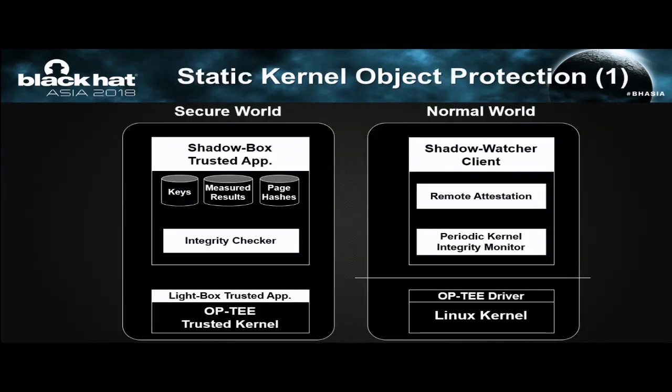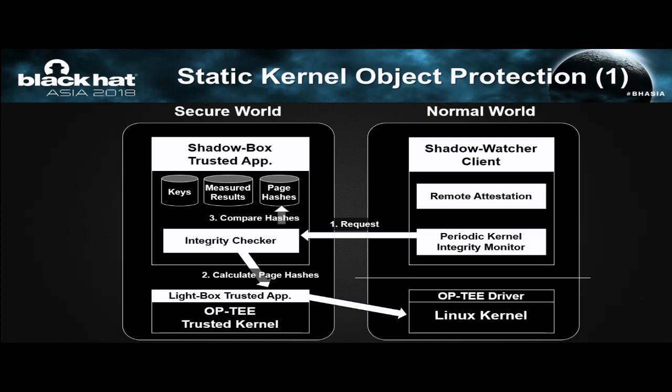This page shows the static kernel object protection mechanism. First, the periodic kernel integrity monitor in the Shadow Watcher client requests an integrity check from the Shadowbox trusted application periodically. And second, the integrity checker in the Shadowbox trusted application calculates hashes using the Lightbox trusted application. And third, the integrity checker compares the hashes with pre-calculated hashes, and returns the result to the periodic kernel integrity monitor. Finally, the periodic kernel integrity monitor reports success or failure.